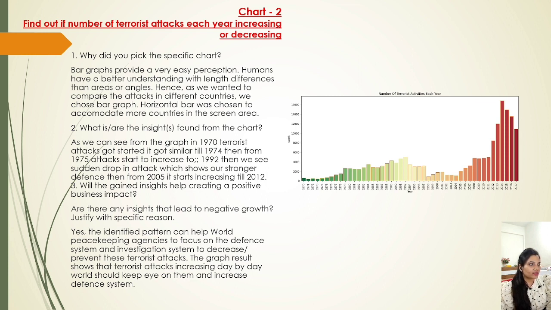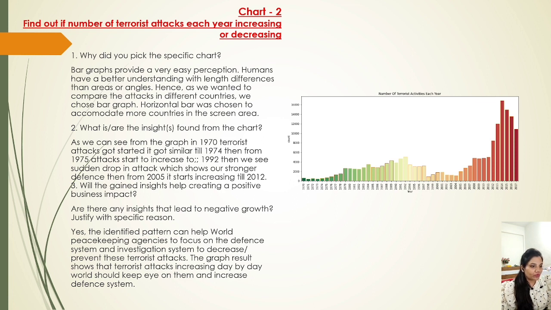Then we found in this chart that, as we can see from the graph, terrorist attacks got started in 1970, and stayed similar till 1974. Then from 1975 attacks start to increase to 1992. Then we see a sudden drop in attacks, which shows our stronger defense. Then from 2005 it starts increasing till 2012, and from 2014 it is decreasing.